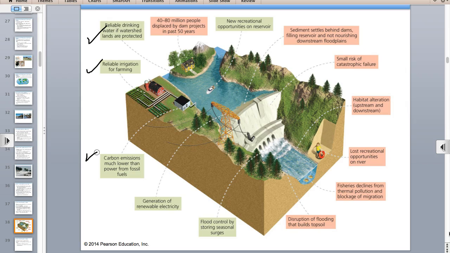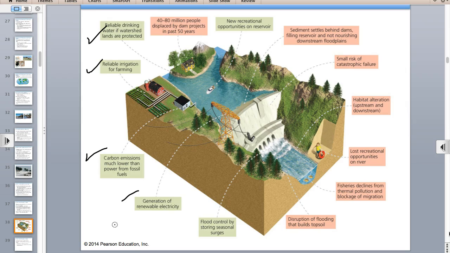Carbon emissions are going to be lower. They're technically not lower, and I'll get to that in the energy unit. But you don't have to burn fossil fuels to make energy, which means you don't have to mine, which causes less habitat fragmentation and biodiversity loss. Do you see how you have to make this long line of things that normal people wouldn't say? That's how you have to do it on the AP exam.